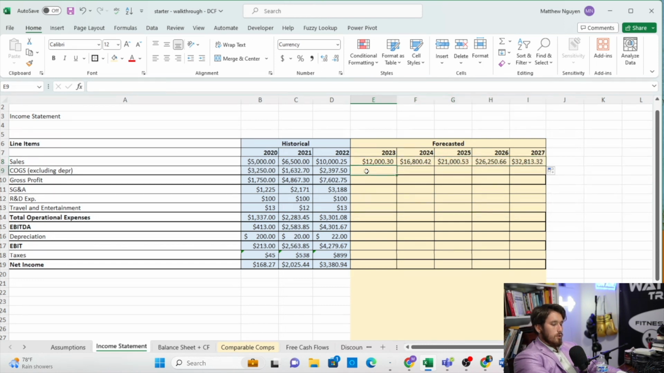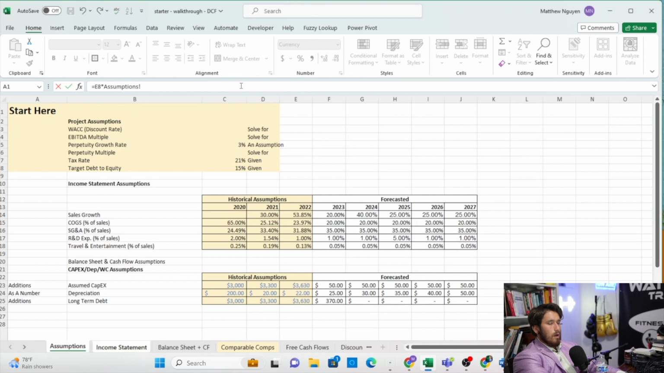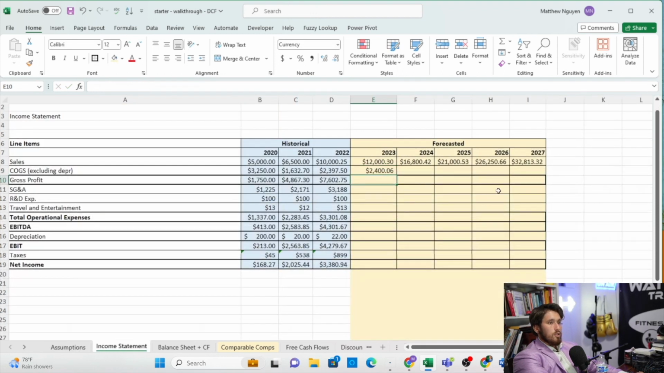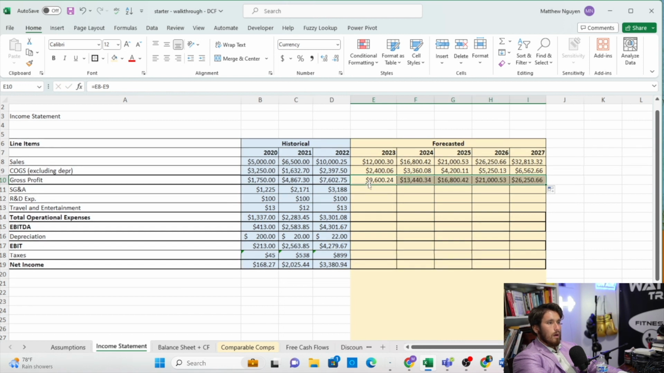Let's do the same for cost of goods sold. So our cost of goods sold is going to be a percentage of our sales. So it'll be 20% of sales. Let's lock down the row, apologies. That way we can just pull this over. We're good here. So let's pull this over. All right. We're getting somewhere. Now, gross profit is just equal to our sales minus our COGS. So we'll subtract that. We'll pull that over.